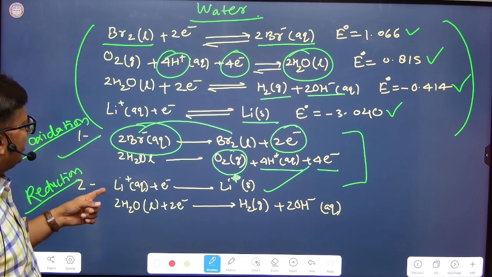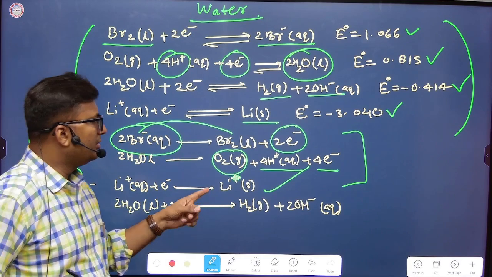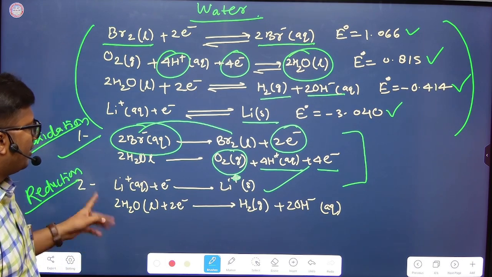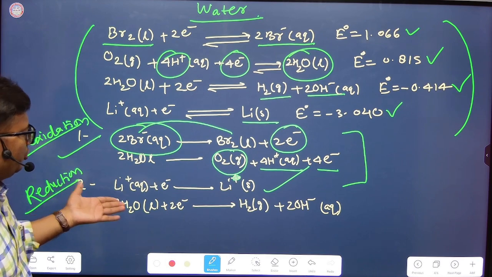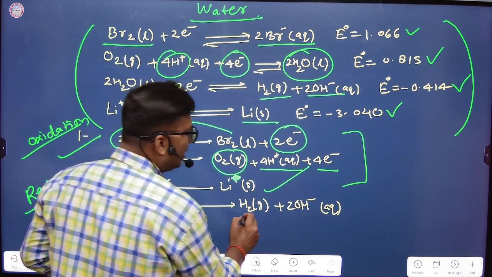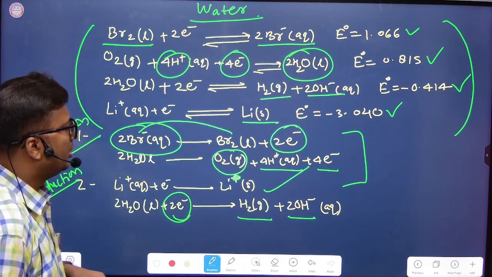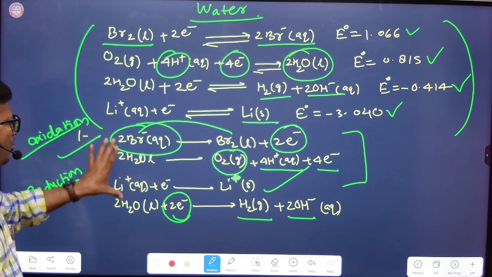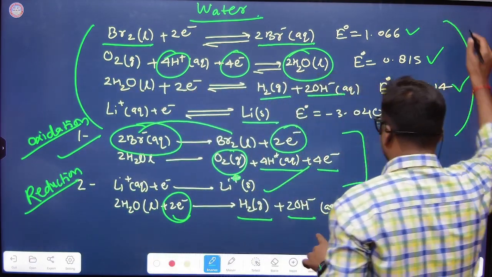So in reduction reactions, Li+ aqueous gets converted back into lithium solid, and another possibility for water is that water is reduced by receiving 2 electrons from the cathode into hydrogen gas plus 2 moles of hydroxide ion in the aqueous form. So these are the 4 possibilities from these equations, right?